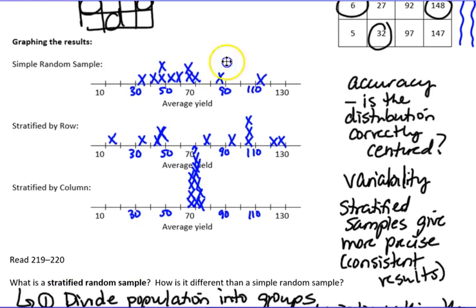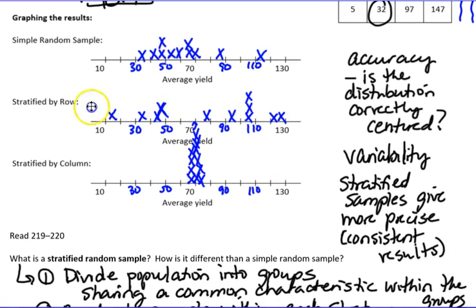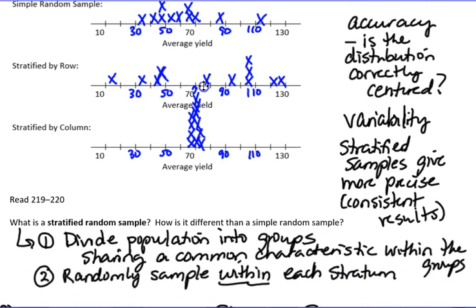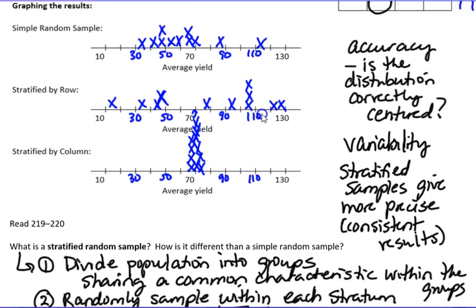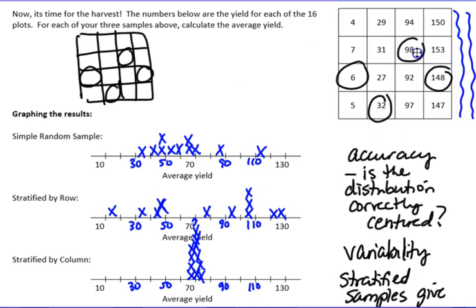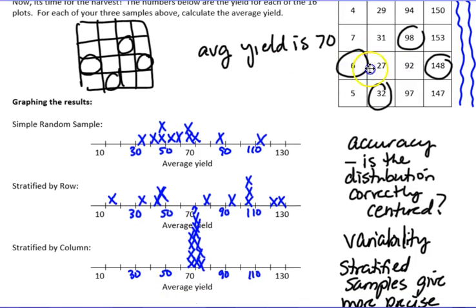When we did the simple random sample, these were the different average yields that people got. When we stratified by row, these were the different average yields that people got. When we stratified by column, however, everybody's results were within 1 or 2 of 70. I think they range from like 69 to 72. So everybody's results were extremely close to 70. It turns out that if you add up all 16 of these and divide by 16, the average yield per plot is 70. I don't know if that's 70 bushels of corn or what that 70 represents. This particular example didn't give me any units, but the average yield for all 16 plots is 70.